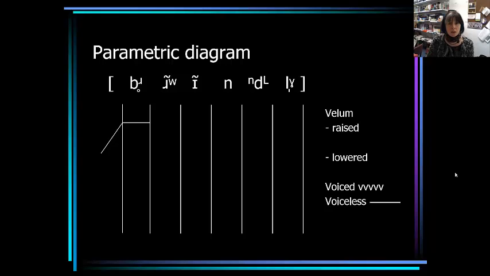As we know in English, however, voiced bilabial plosives, if they are at the beginnings of words and preceded by silence, are not very voiced. So I'm indicating here that it is devoiced.